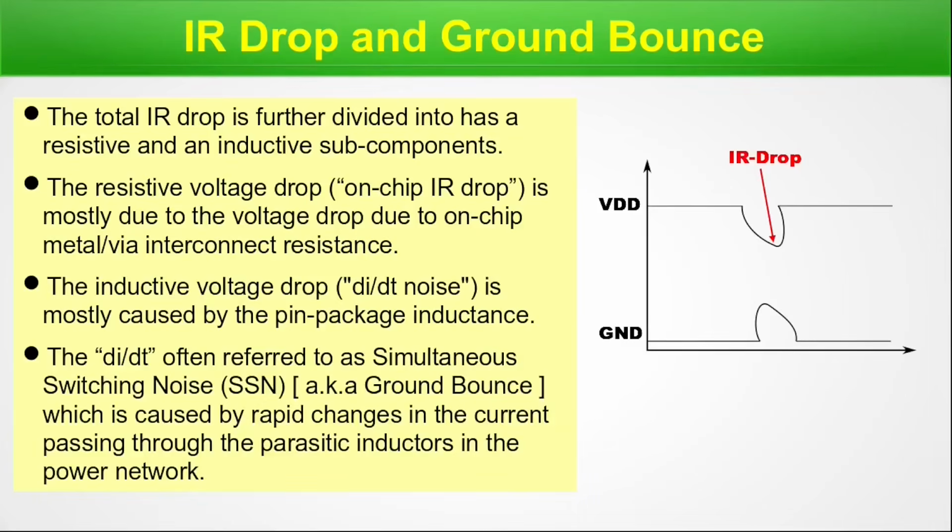The DIDT noise, often referred to as simultaneous switching noise, also known as ground bounce, is caused by rapid changes in the current passing through the parasitic inductors in the power network. And here in this figure, this bump is the ground bounce. So you can see the two components of the total IR drop are shown in the right hand side figure with a drop and a bump, on the VDD line and the ground line. Both of these contribute to the IR drop as a whole.